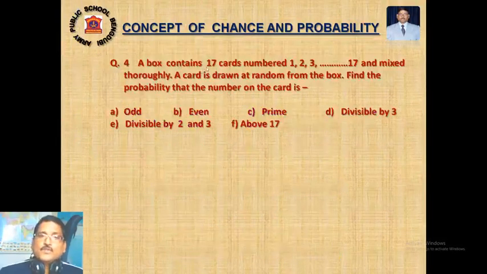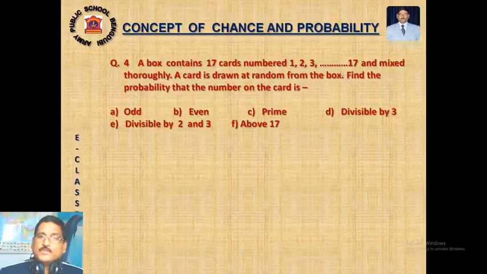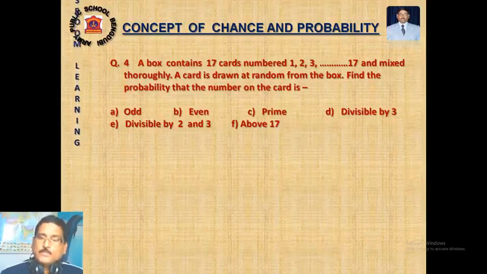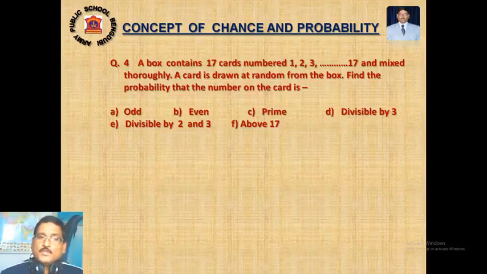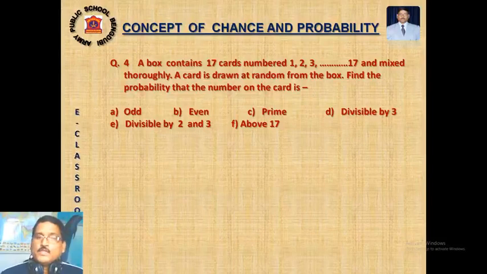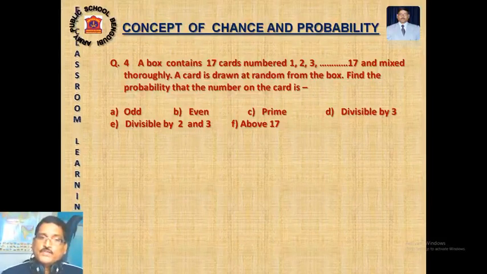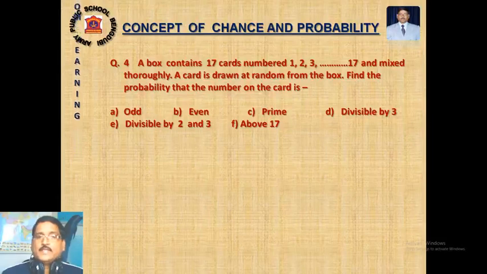Now, a box contains 17 cards marked 1, 2, 3 up to 17. They are mixed and a card is drawn at random. After shuffling, you are taking out one by one from the box. What is the probability of an odd number? Tell me what the odd numbers from 1 to 17 are. You can write down 1, 3, 5 and so on, and count the outcomes. Even numbers: 2, 4, 6, 8, up to 17. You have to count and write them down. Prime numbers from 1 to 17: 2, 3, 5, 7, 11, 13 and 17.